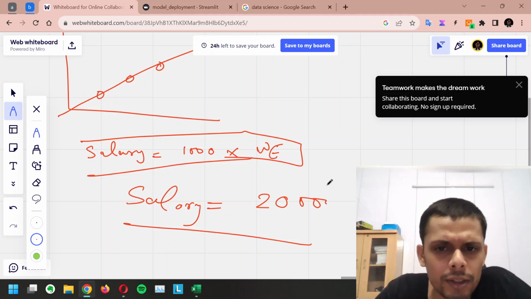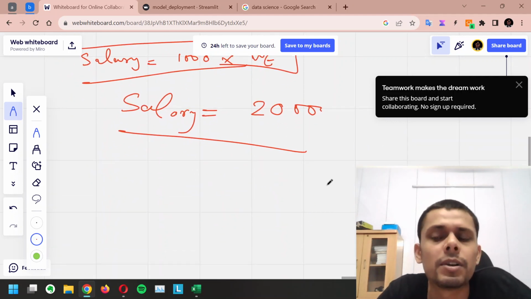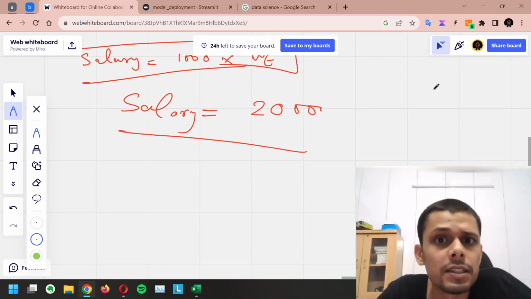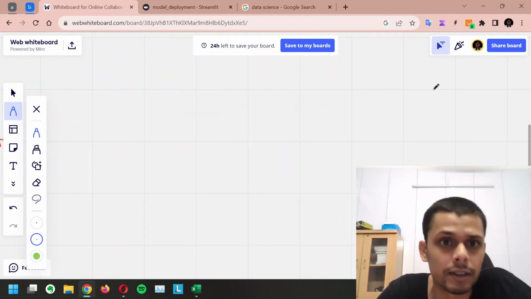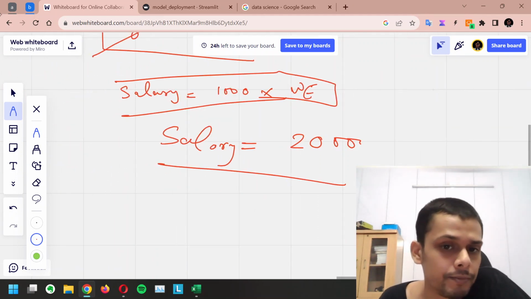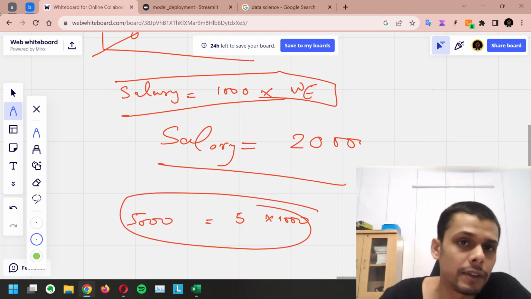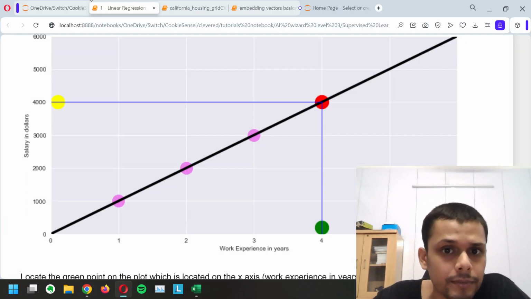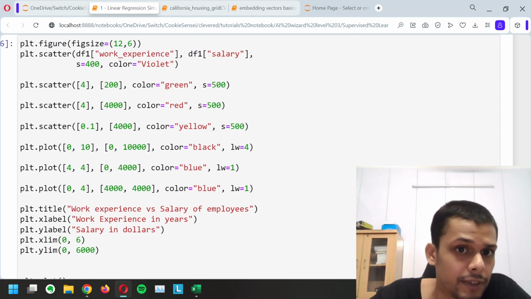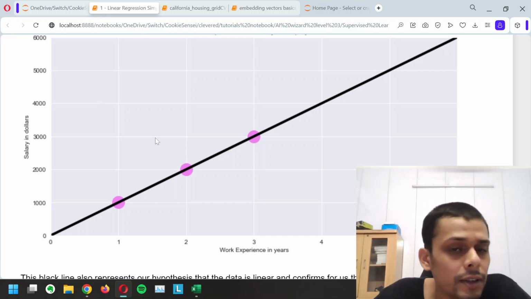So see, the point is, we humans were able to decipher the 2,000 kind of pattern by just looking at a visual, but machines are not able to do so. So for that, what we do is we use some kind of mathematics so that machines are also able to identify that kind of pattern. Now, using the same equation of 1,000 times work experience, we could have just gone ahead and said work experience is 5, multiply it by 1,000, and you will achieve 5,000 over here. Let's go back to the same line and see, does 5,000 look correct or not? So 5, of course, 5,000.